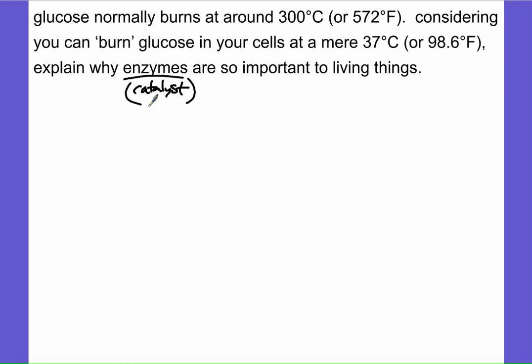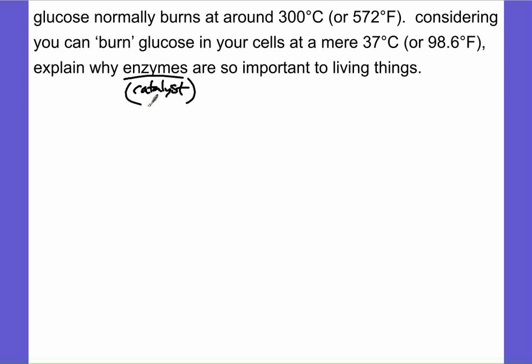All right, so the whole idea here: glucose burns at 300 degrees Celsius or 572 degrees Fahrenheit. That's really, really hot. So if I want to burn sugar in the lab, I need to heat it up to that temperature before it'll ignite. That's my activation energy. I have to get it to that high temperature and then it'll burn in the presence of the oxygen in the room.